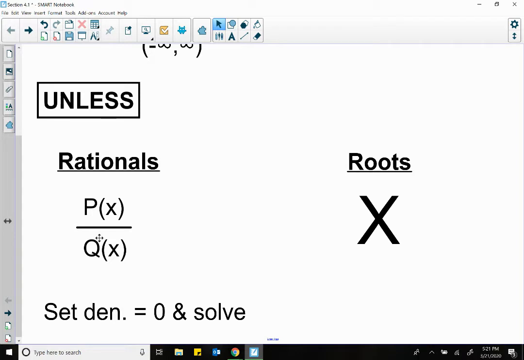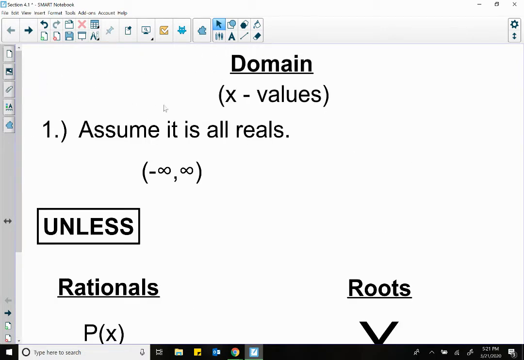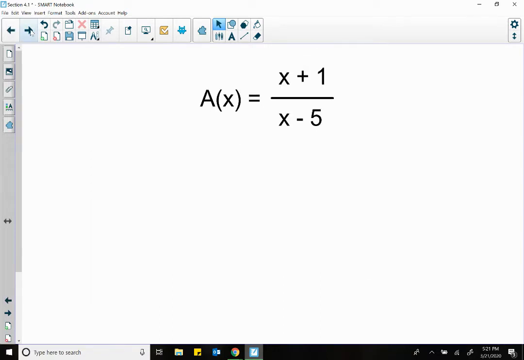So all we got to do is set the denominator equal to 0 and solve. I will tell you, in chapter 4, what we're in right now, for module 3, chapter 4, you need to have your factoring skills down pat. I have provided videos for all the factoring from 3.5 and 3.6 in the announcements. So if you need to review factoring, go check those out. All right, so let's get started.